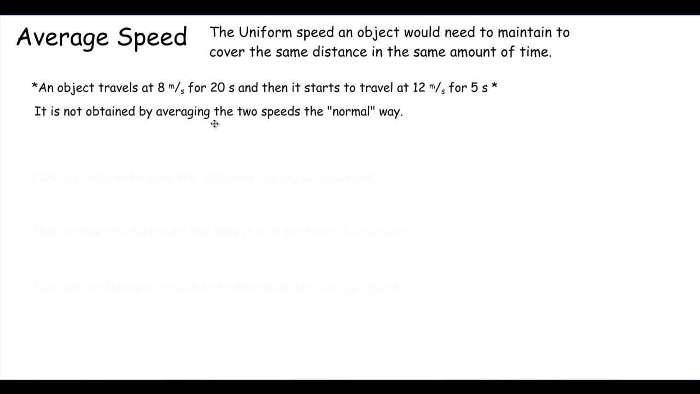Now, the average speed is not obtained by averaging the two speeds in the normal way. In other words, if I were to take any two numbers and average them, I would take the two numbers, 8 plus 12, which gives me 20, and then I would divide by the total number of speeds. So here I have 8 and I have 12, so that's 2, and that comes out to be 10 meters per second. This is not correct. Please don't do this. It is not an accurate way of doing this, and you're going to get the wrong answer.